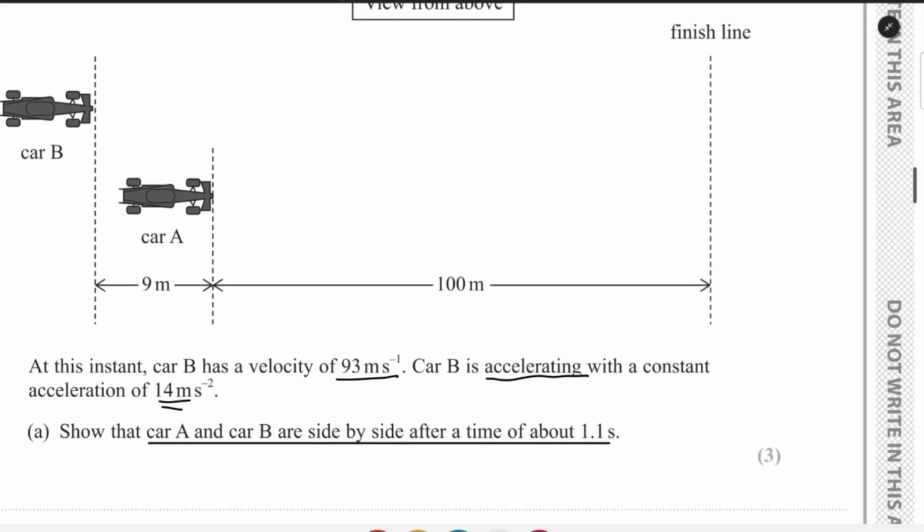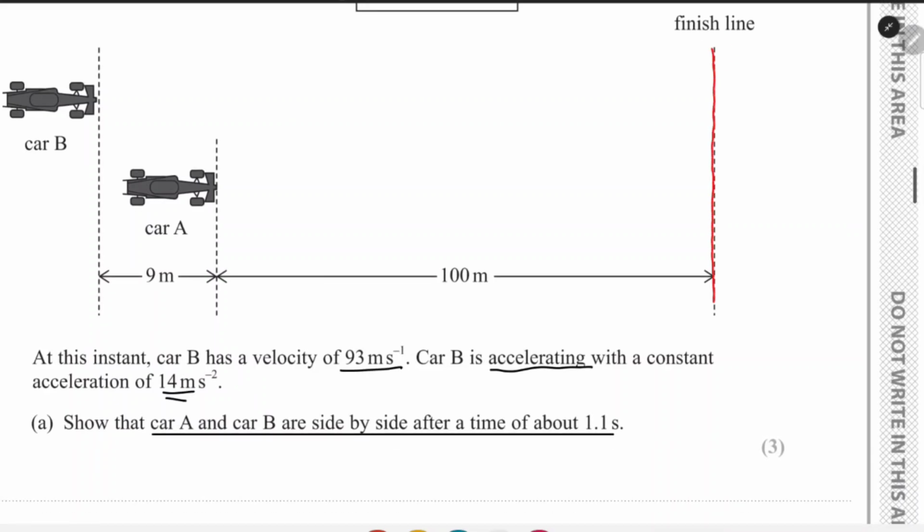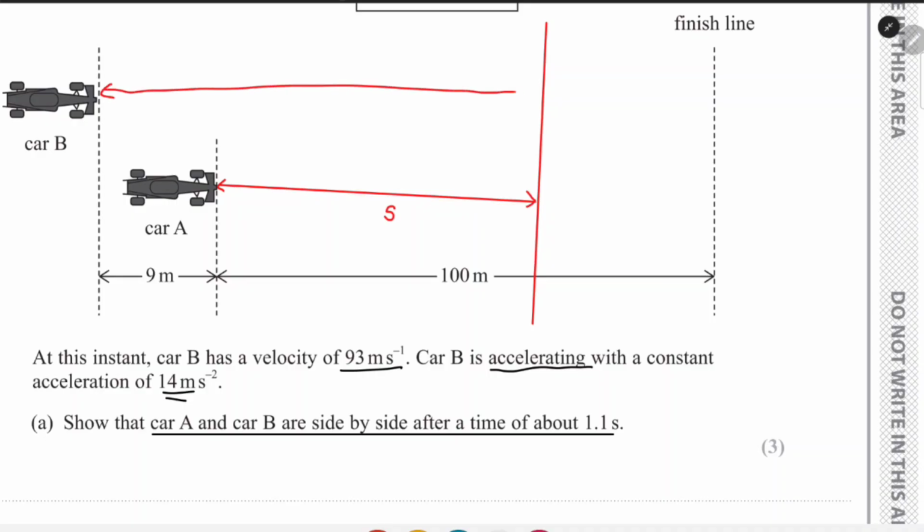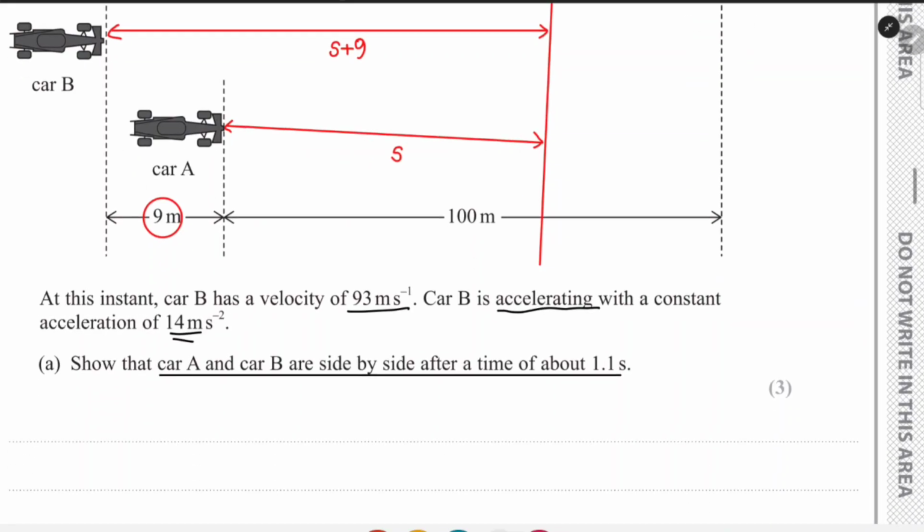Don't be confused by the diagram. It does not necessarily mean that at the finish line they'll be at the same place. It could be somewhere over here, it could be somewhere over here. So suppose for the diagram I draw a line like this, and this is the point at which both the cars are at the same spot or they're side by side. If I take this distance to be s, the distance that car B will cover will be s plus 9 because it needs to travel this additional 9 meters.